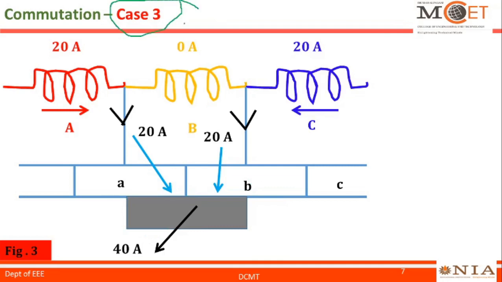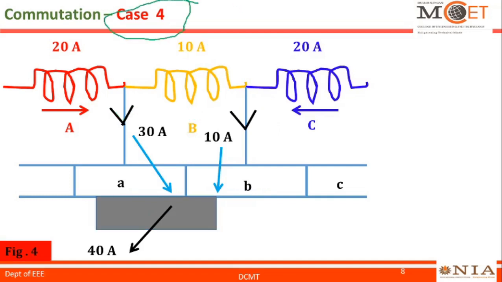Referring to case 3, the brush is equally in contact with segment B and segment A. There is no current flowing through the coil B. So coil B, 0 ampere. So from coil A, 20 ampere comes to A, and via commutator segment A it goes to the brush, and another 20 ampere via coil C comes this way, and via commutator segment B the brush will collect totally 40 ampere.